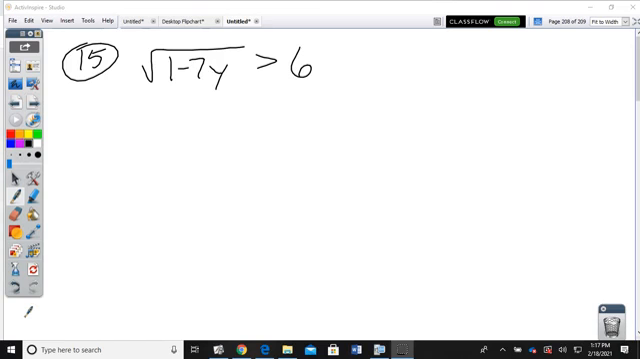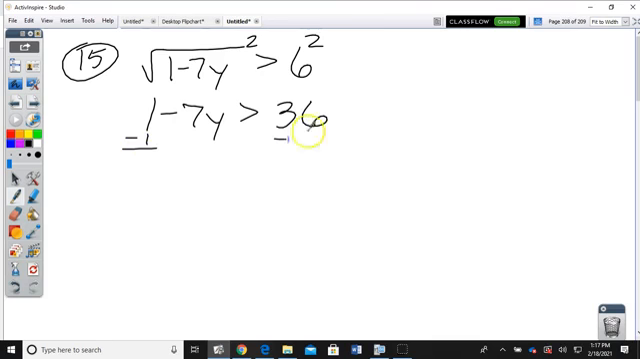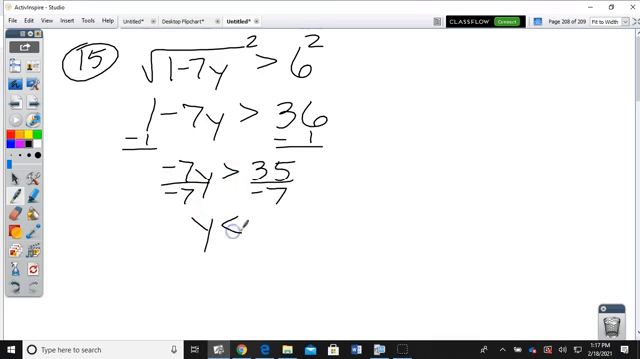On number 15, we got square root of 1 minus 7y is greater than 6. So we're going to square both sides. That'll get rid of the square root on the left side. 6 squared is 36. Subtract 1 from both sides. Negative 7y is greater than 35. And then divide by negative 7. Don't forget, since it's an inequality, when you divide by a negative number, you have to flip the inequality. And it will be y is less than negative 5.